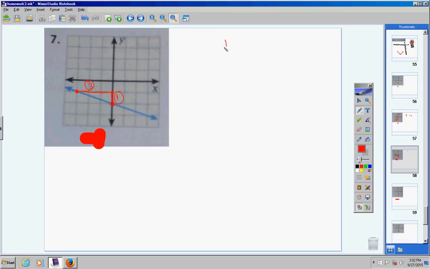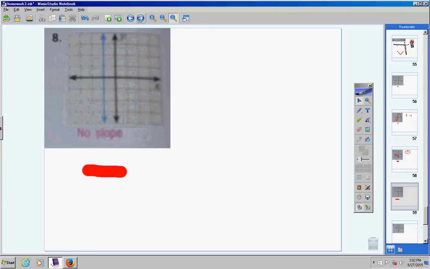So rise over run. Now is it going to be positive or is it going to be negative? Well, here's the left side of the line. Here's the right side. Going from left to right, is it going upward or downward? Well, obviously it's going downward. So your slope is going to be negative. A negative 1/3. Alright, moving on. We already did number 8 already. The answer is no slope.